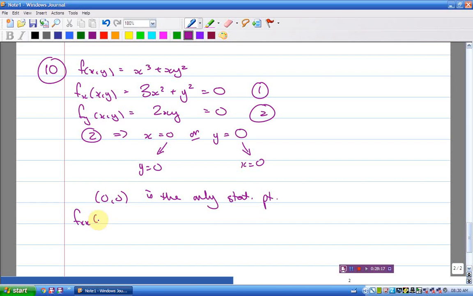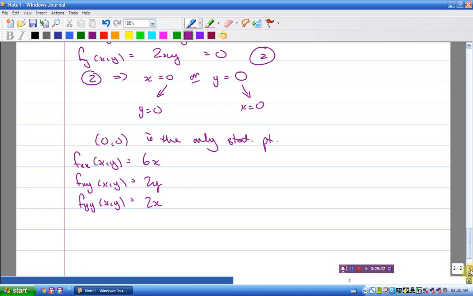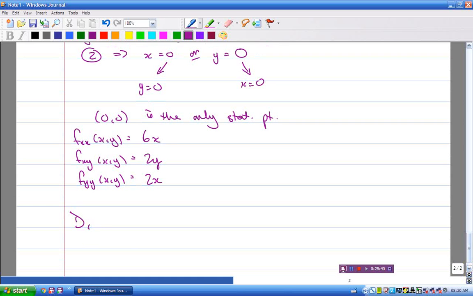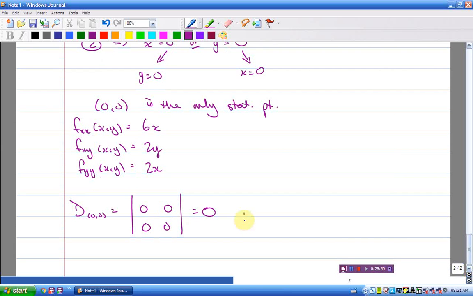My xx derivative is 6x. My xy derivative, which is the same as my yx derivative, is 2y. And my yy derivative is 2x. So you can see what's going to happen here. When I plug in my point, I'm going to get 0, 0, 0, 0. And you work out that determinant, and it's 0. So we need more information. How are we going to get more information?